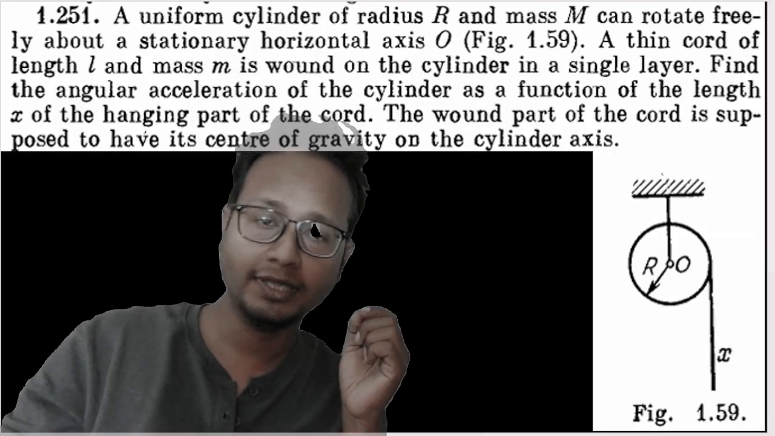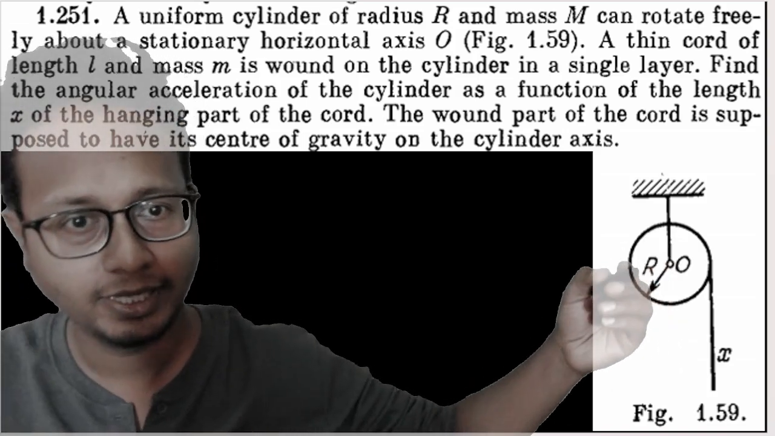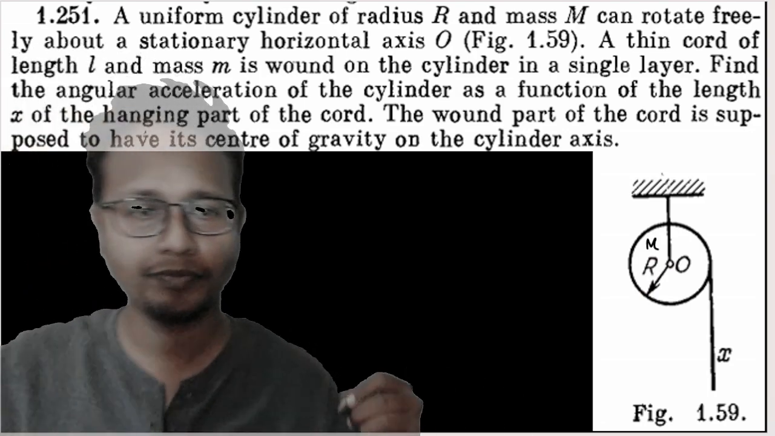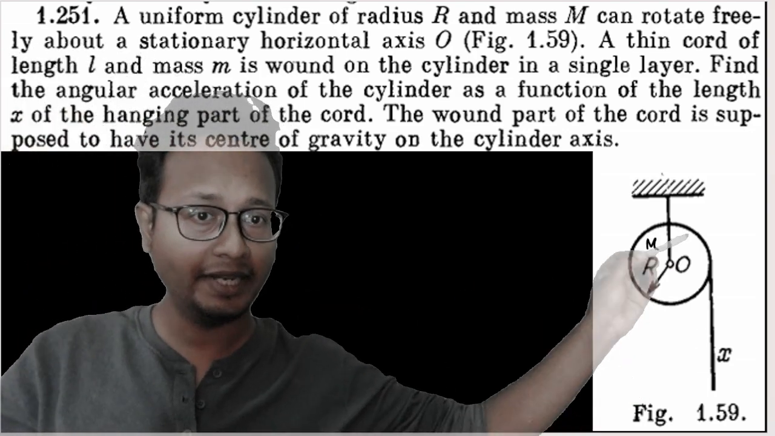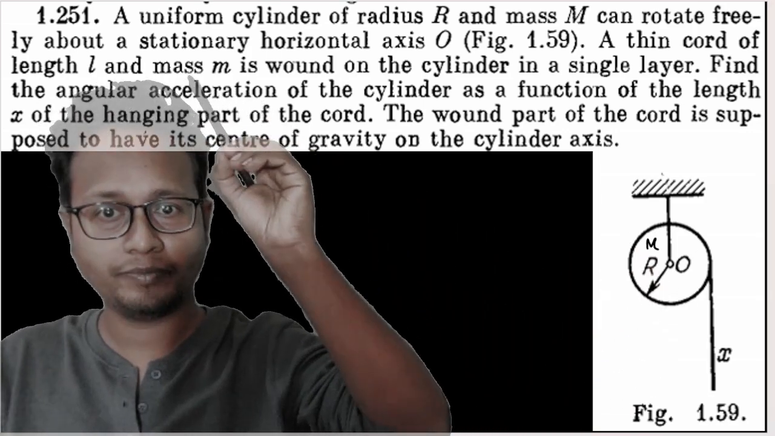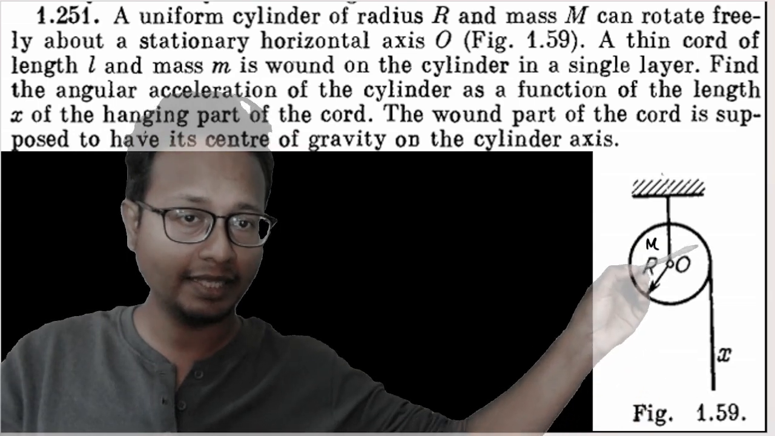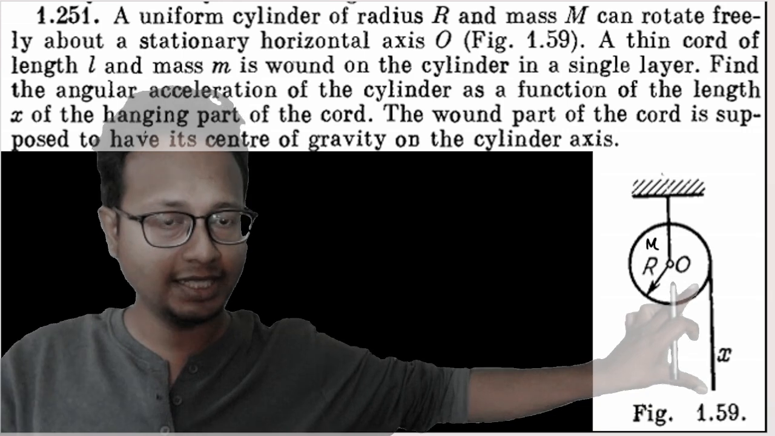Now in this question, there is a cylindrical pulley. The mass of this cylindrical pulley is capital M. Now there is another chain. The entire mass of this chain is small m, and this chain is wrapped around the cylindrical pulley. That means this much part is hanging, and the remaining part of the chain is wrapped around this pulley. Now x part of the chain is hanging here.